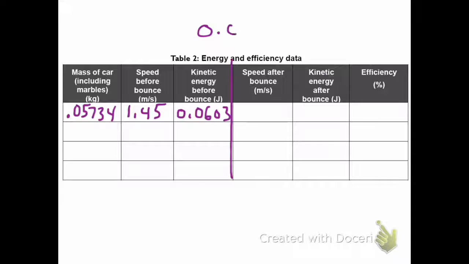Again, distance divided by time. The distance is the 0.01 meters. That's the flag of the car. We're going to divide that by the time. The after time is 0.0078 seconds, which gives us an after speed of 1.28 meters per second.